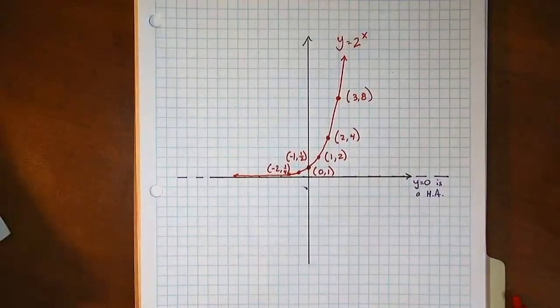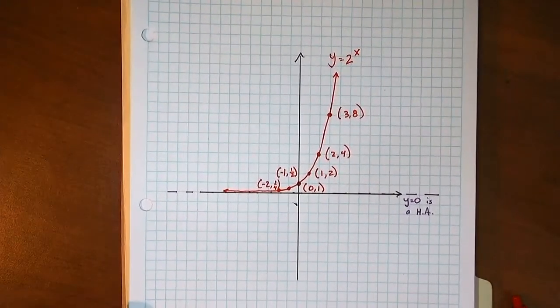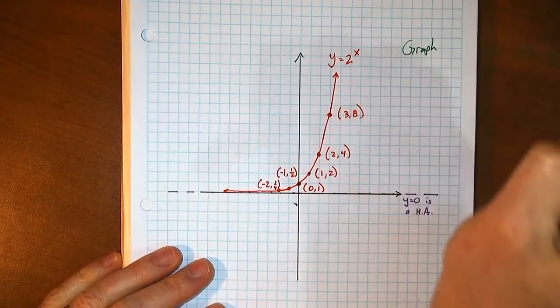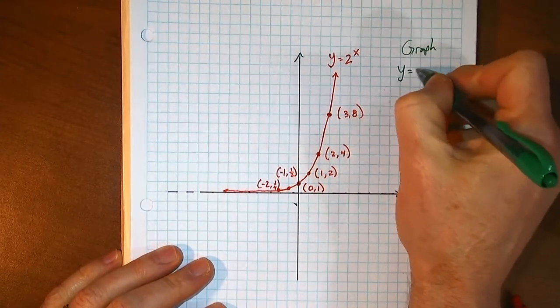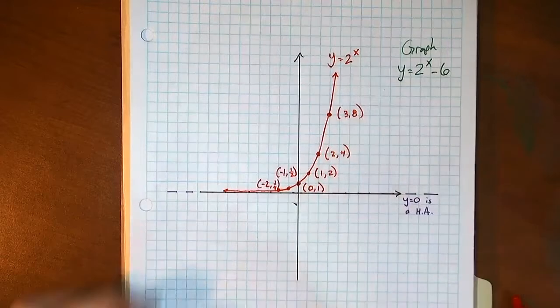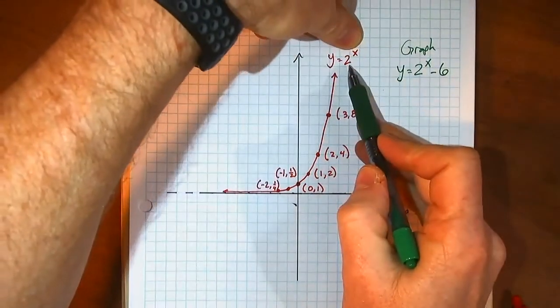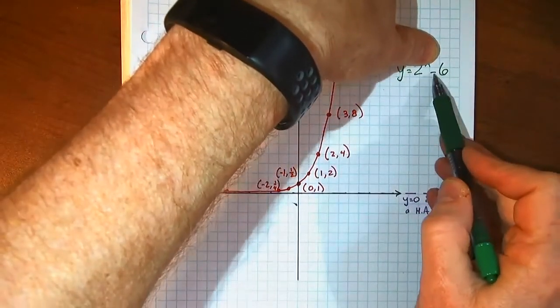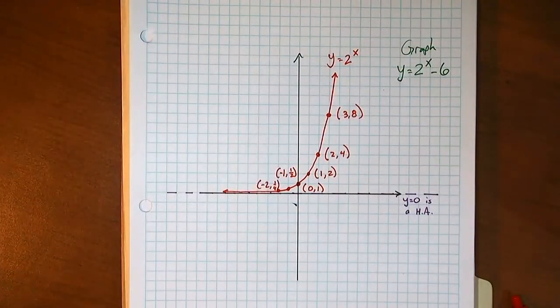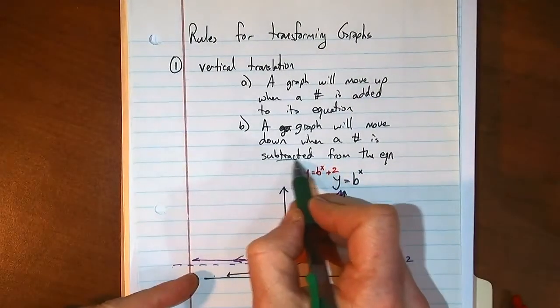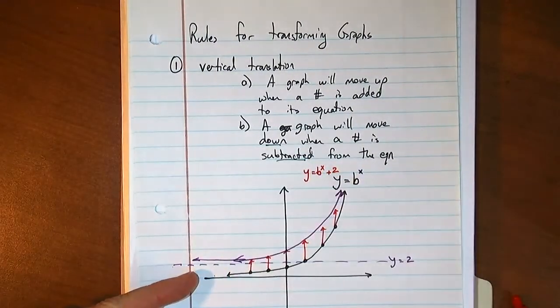All right, so let's actually do that. Here's our graph, y equals 2 to the x. This is the graph that we just made a second ago. What I would like to do right now is figure out what the graph of y equals 2 to the x minus 6 will look like. I've got my original equation, 2 to the x, and I'm subtracting 6 from it. So first of all, it's subtracting, and if I look at my rule, subtracting causes the graph to move down.